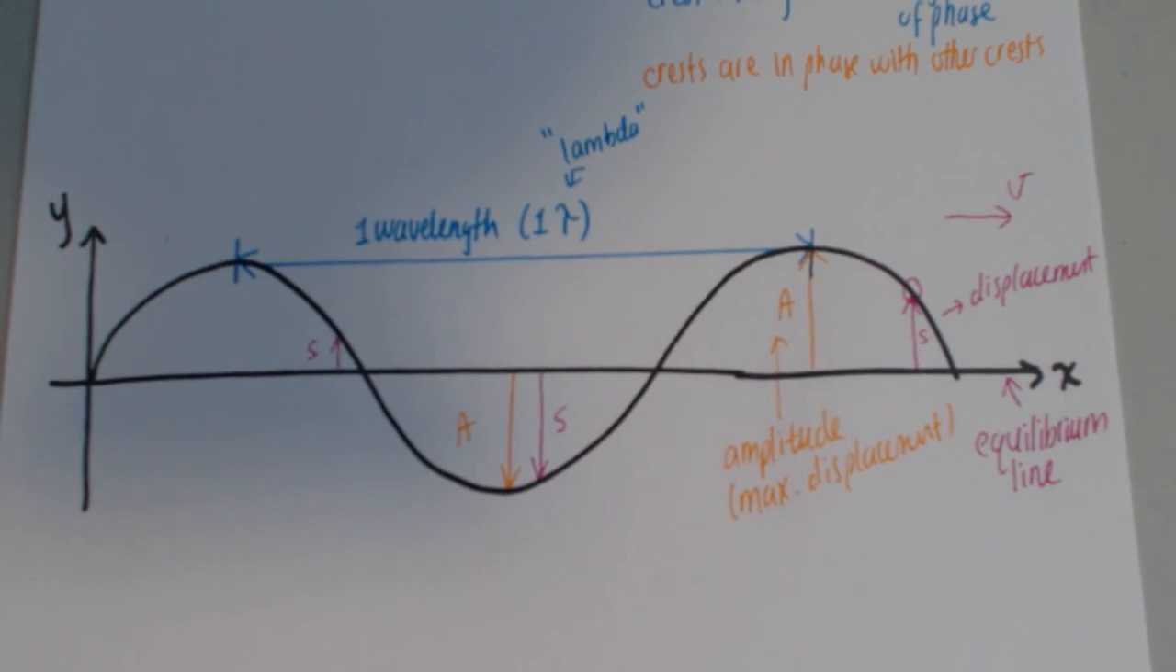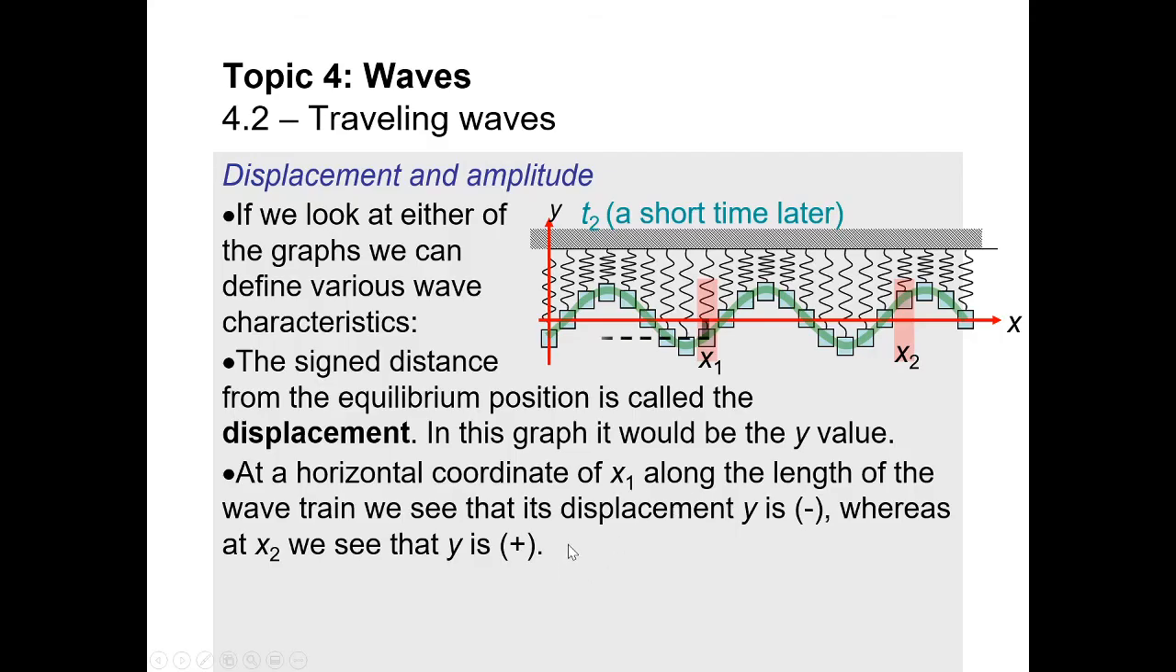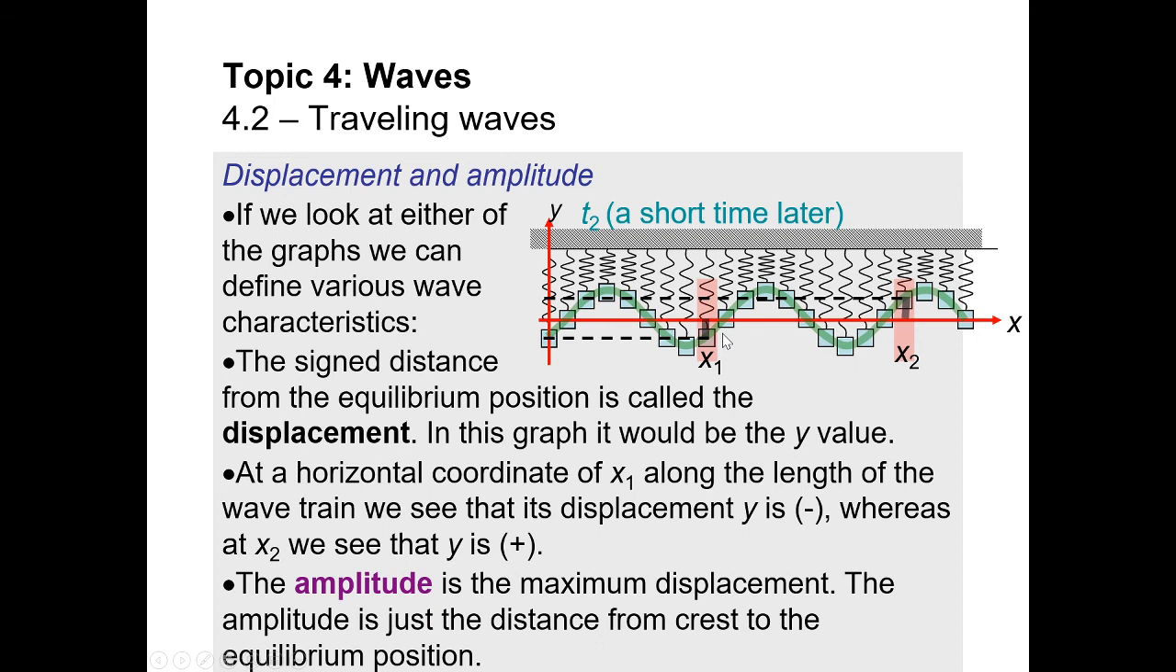Let's go back to the slides. All right, so here, based on the animation, you can see that x1 has a negative displacement and x2 has a positive displacement, neither one of which represents the amplitude because they're just not displaced enough from equilibrium. But the amplitude is the maximum displacement.